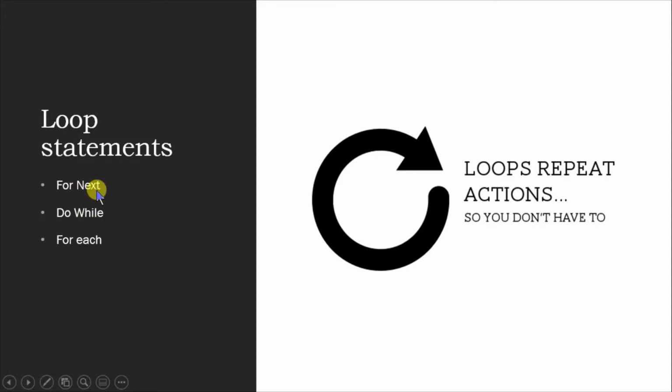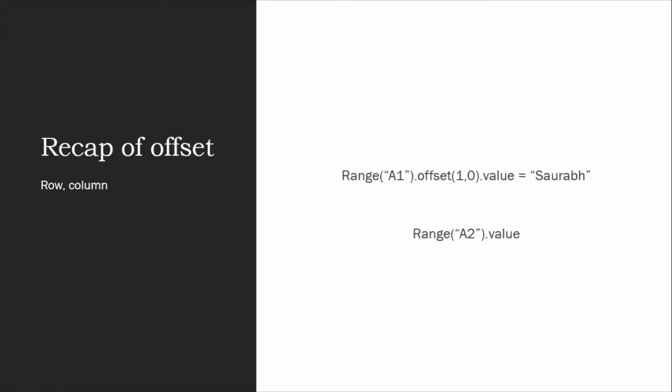Fine. So to understand the concept of loops, let's recap the concept of offset that we have learned. Offset was a property of the Range object where we said Range("A1").Offset(1, 0).Value equals "Saurabh", which means if we offset range A1 by 1 row and 0 columns, we'll go into range A2. So this was our offset row comma column function. I will recap this, and with the help of this I'll make you understand how a loop works.